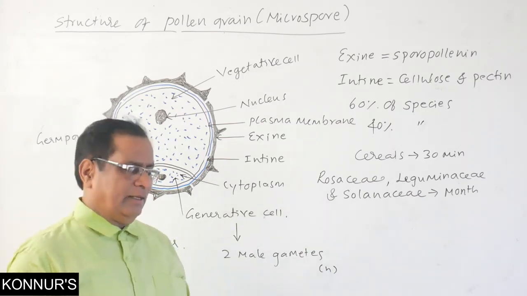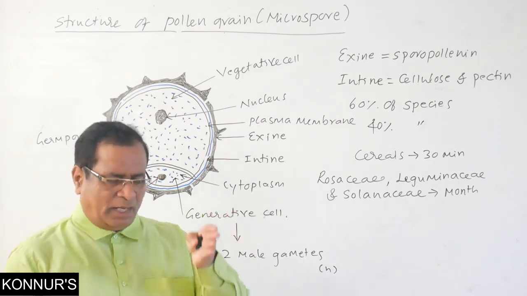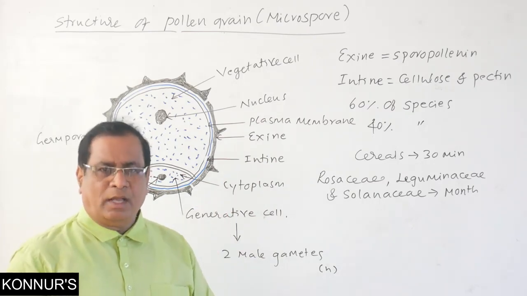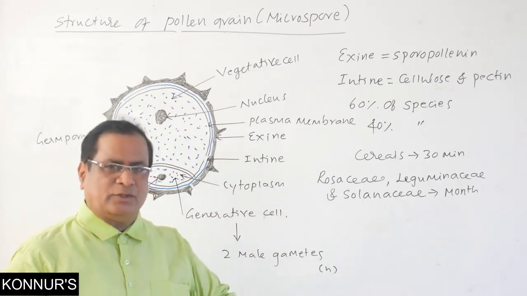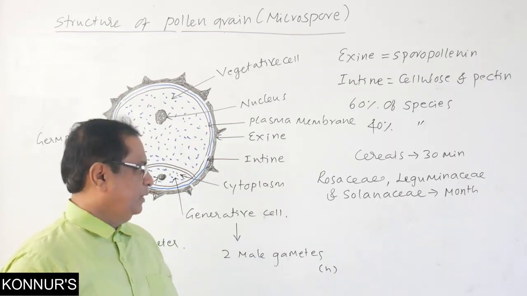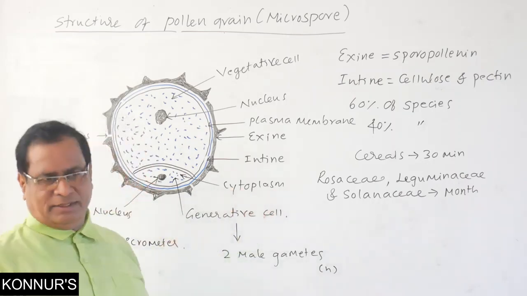But in case of cereals, their lifespan will be just 30 minutes. Within 30 minutes, they have to fall on the stigma, a pollen tube has to form, and male gametes have to enter into the ovule. That is about their durability.